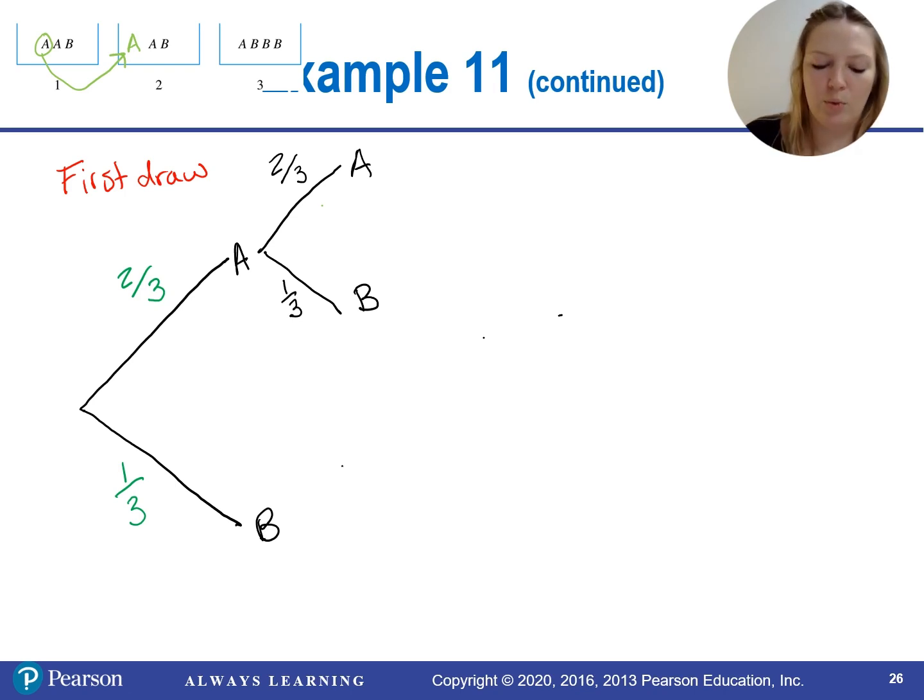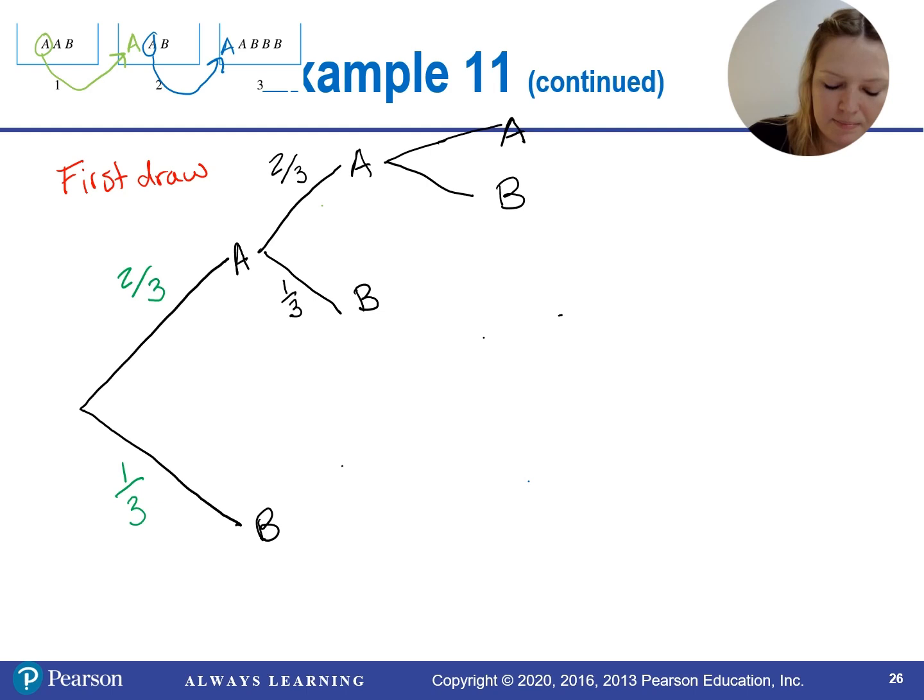And if we draw now an A from the second box and we move it into the third box, then we have A and B in our third box. 2 of those would be A's, 2/5, and 3 of them would be B, 3/5.